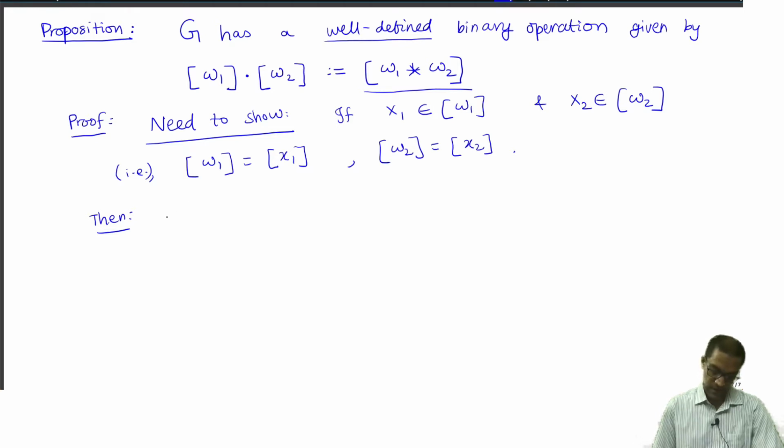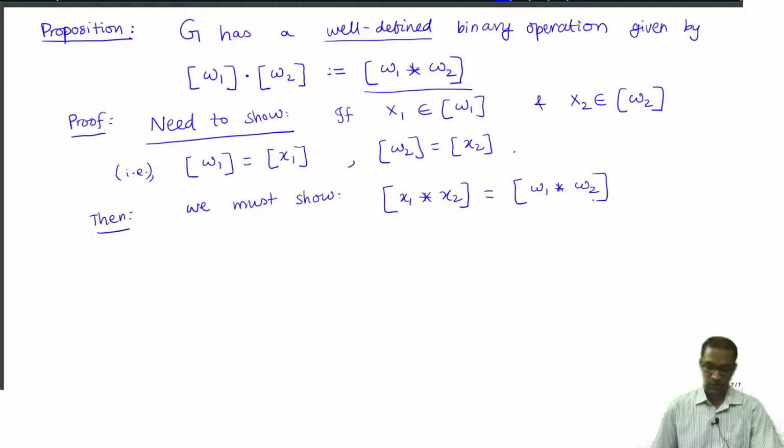So then we must show that x1 star x2, the equivalence class, is the same answer as what you would get if you took W1 star W2. So this is what showing well-definedness means. Okay, so let's prove this.